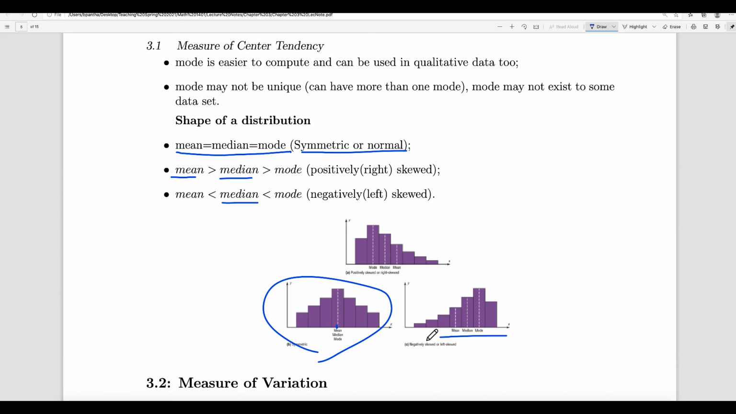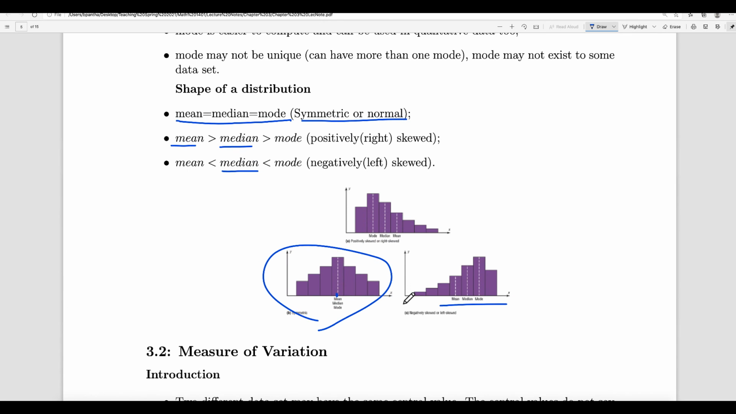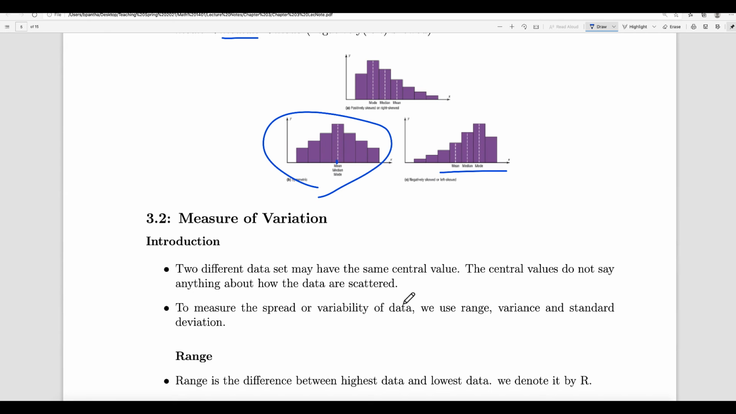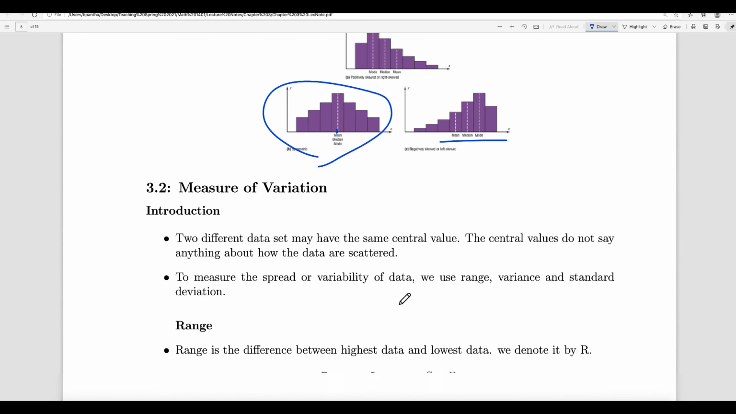Why did I say smallest? Because see, it may be that 5 is the mean, 6 is the median, 7 is the mode, kind of. So the mean is the smallest one, that is left skewed. Mean is the biggest one, that is right skewed. That's what we say. All right, that is the identification of the distribution by the mean, median and mode.